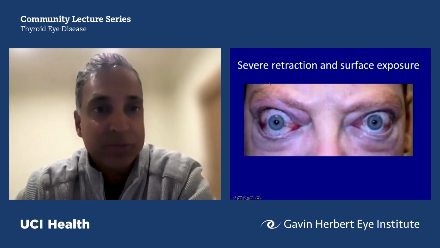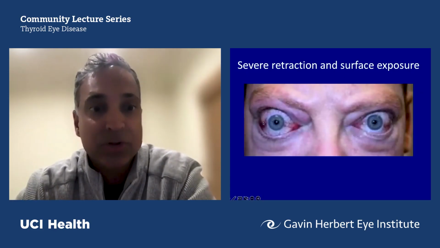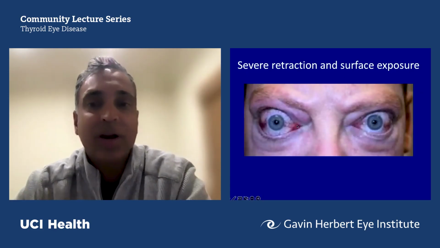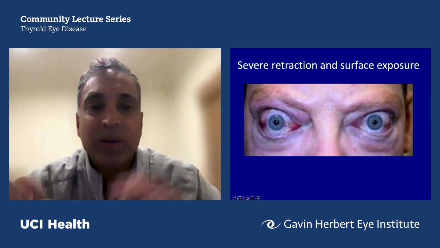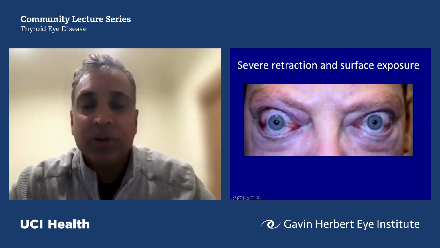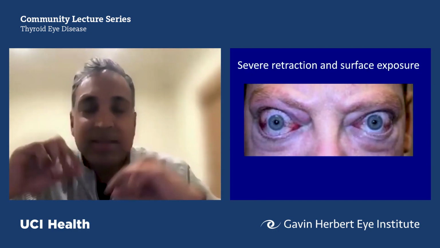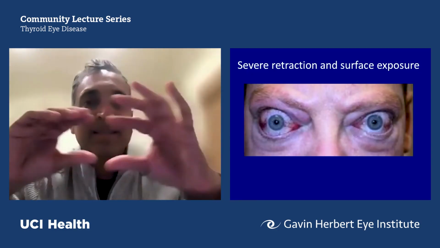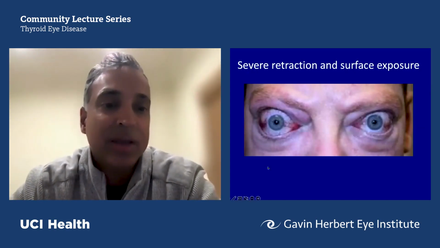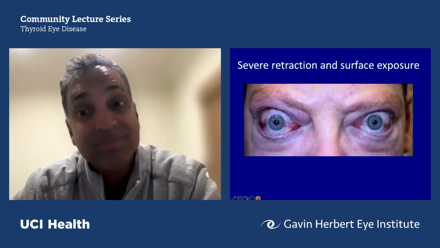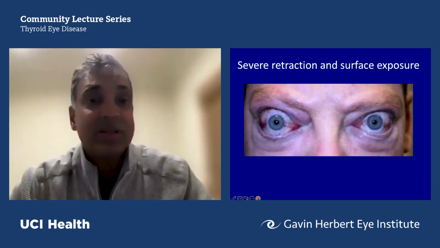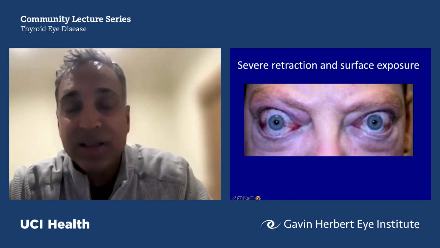Now, you can have severe retraction and surface exposure, as Dr. Lee showed. When your eyelids are so retracted, this middle portion, what we call the interpalpebral zone, the zone in between the lids, is not covered, and that stays chronically exposed, and you can get this severe redness and scarring in that area. So, of course, often you have to improve the proptosis, but also do eyelid surgery that Dr.